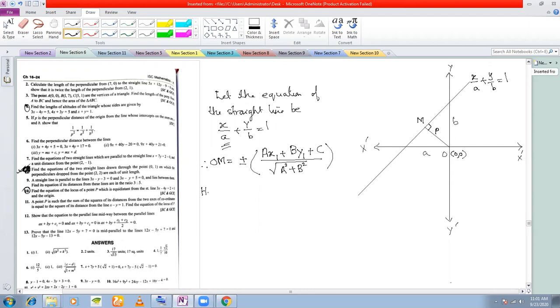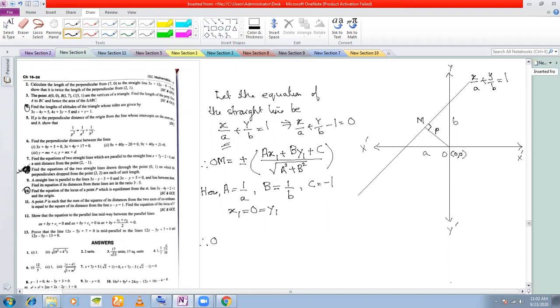So what is A here? A here is the coefficient of x, which is 1 by a. And what is capital B here? Capital B is the coefficient of y. Let us write this equation in the form x by a plus y by b minus 1 equal to 0. So B becomes 1 by b and C becomes minus 1. And what is x1 here? x1 is 0 because my point is the origin.